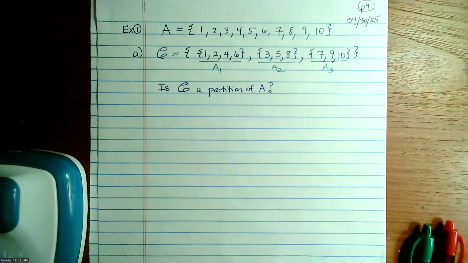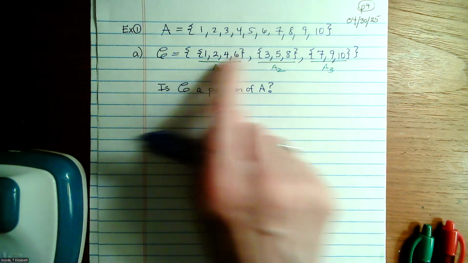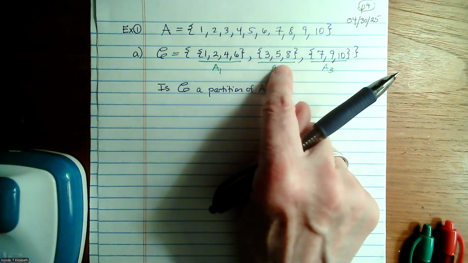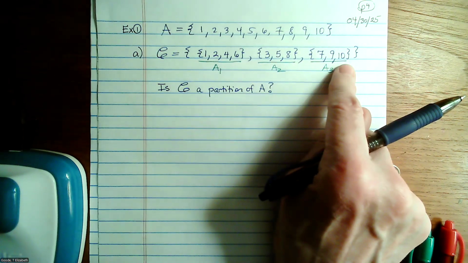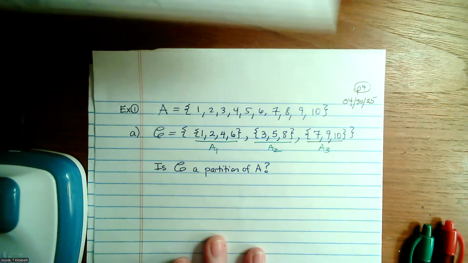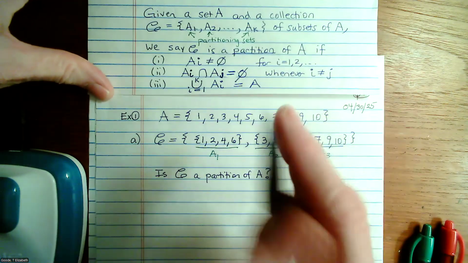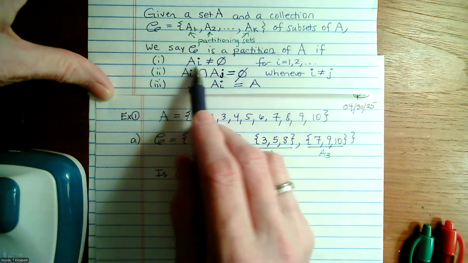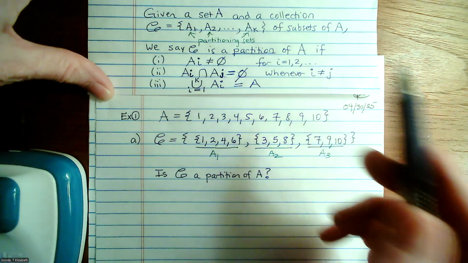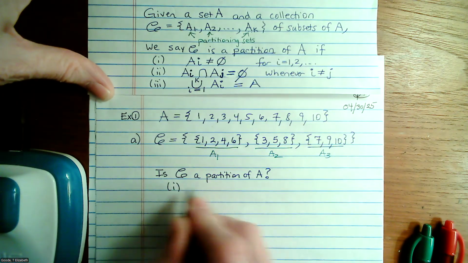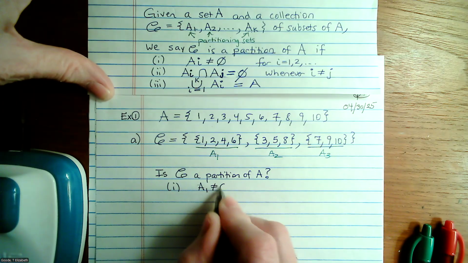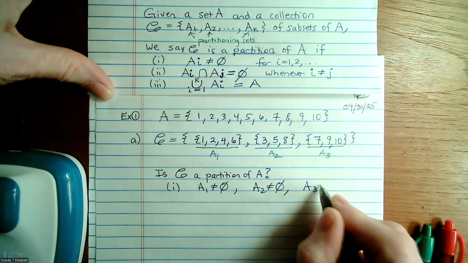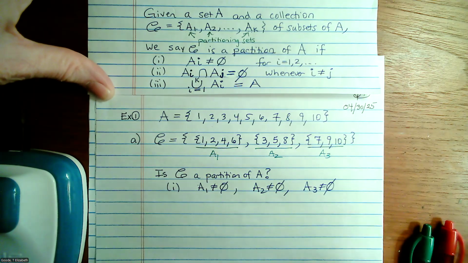Okay. Well, we've got to just double check. None of these are empty, right? This isn't empty, this isn't empty, and this isn't empty. So property 1 of a partition, which requires that none of those sets be the empty set, is satisfied. That one is never going to go bad, I think. So A1 is not empty, A2 is not empty, and A3 is not empty, check.